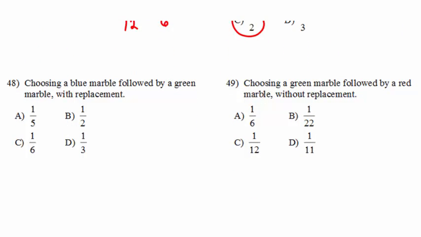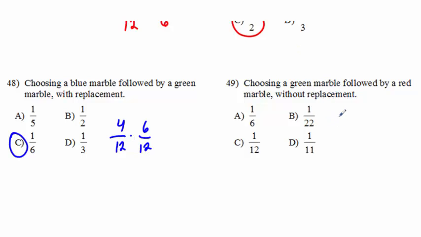This is where it gets trickier because we're trying to draw 2 marbles in a row. So 48 asks us to choose a blue marble followed by a green marble with replacement. What that means is I'm going to try to pick a blue marble, which is 4 out of 12. And then I'm going to put the marble back in so that I still have my original setup. I'm going to pick a green marble, which has a probability of 6 out of 12. And then I'm going to multiply them together and simplify, and that gives me 1/6. So with replacement means that both of these will have 12 as the denominator because we took out a marble but then we put it back in.